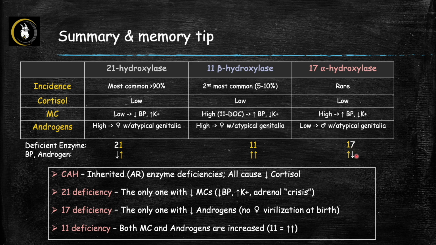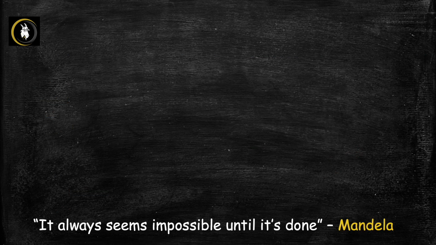So this is going to be a very easy way. If you just remember this order right here, it's going to quickly help you remember when you see 21-hydroxylase deficiency, boom, that means androgen levels are up and blood pressure is down. If you see 11, that means both got to be up. And if you see 17, that means blood pressure is up, androgens are down. Okay, that's it and that's all.